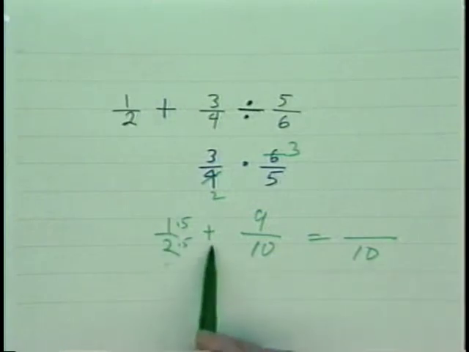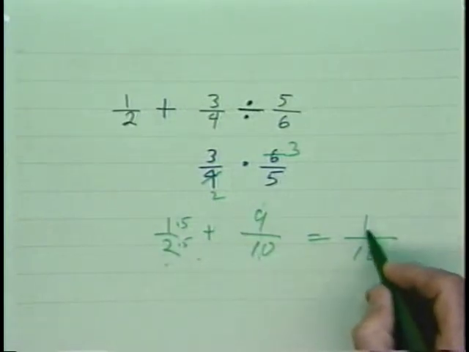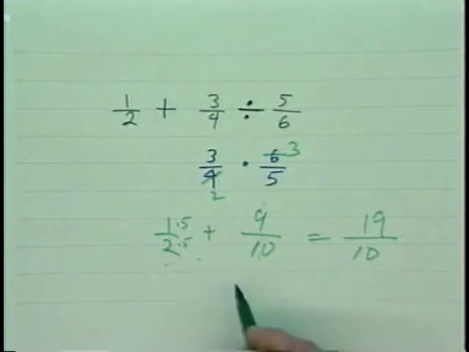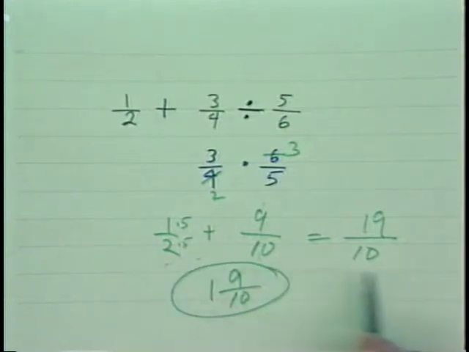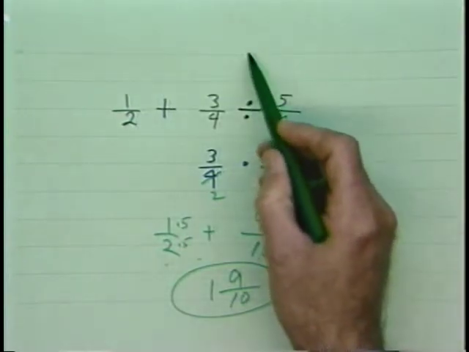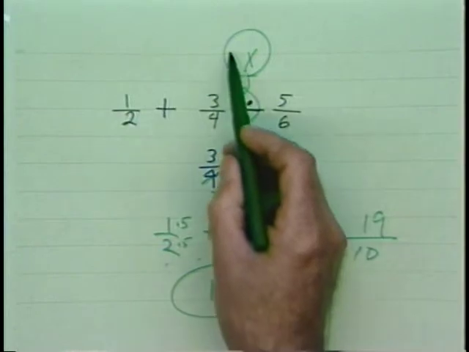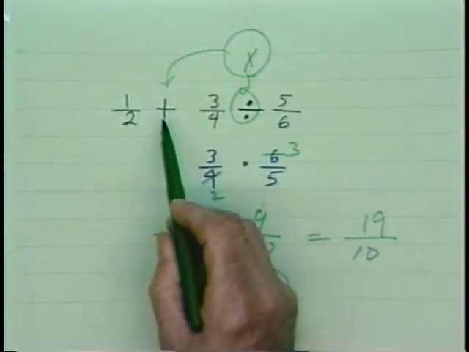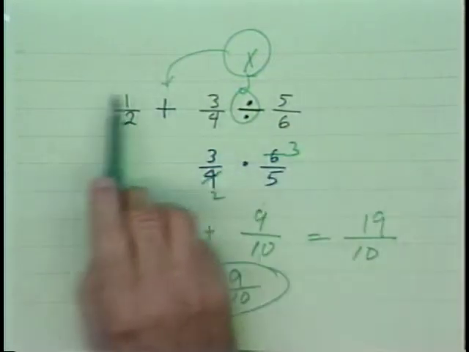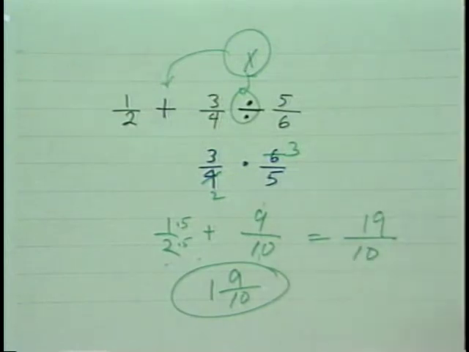So I have 5 tenths plus 9 tenths is 14 tenths. And of course, as a mixed number, it's 1 and 4 tenths. Again, multiplications and divisions are always done before additions and subtractions, no matter where they occur within the expression.